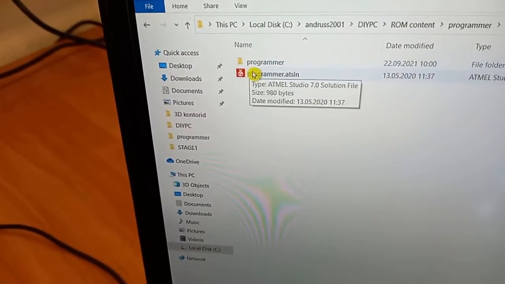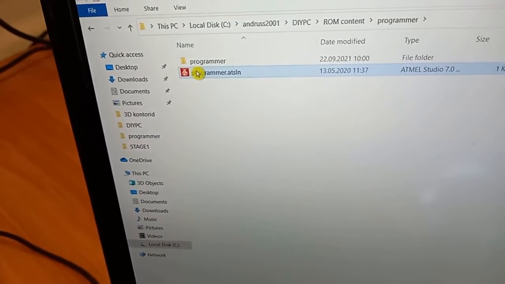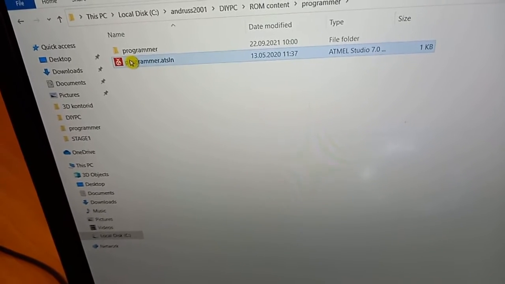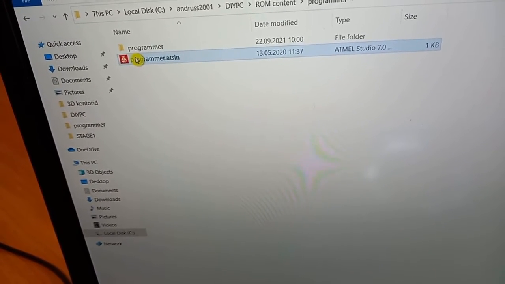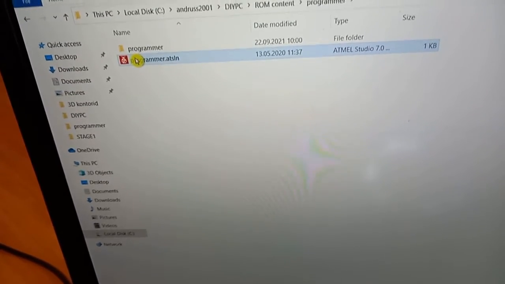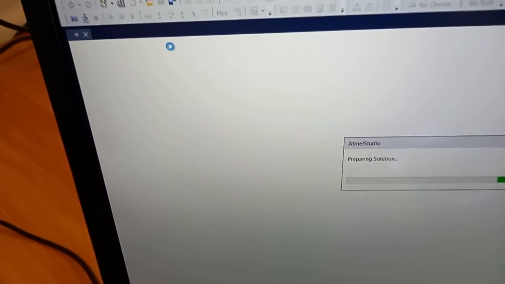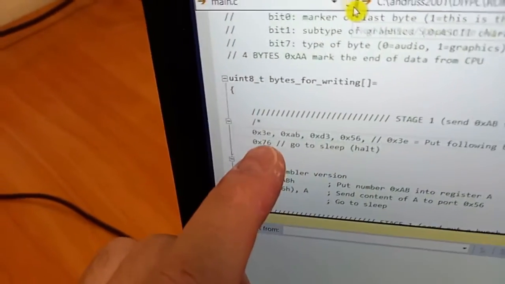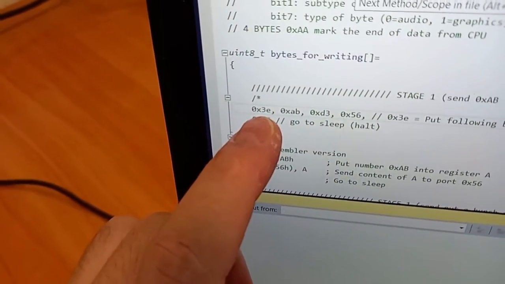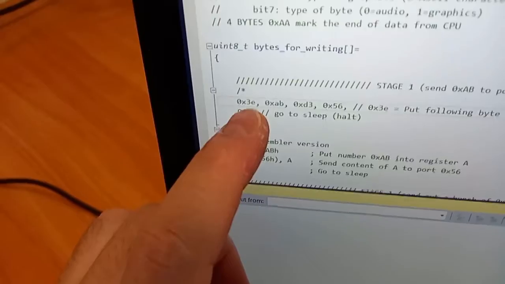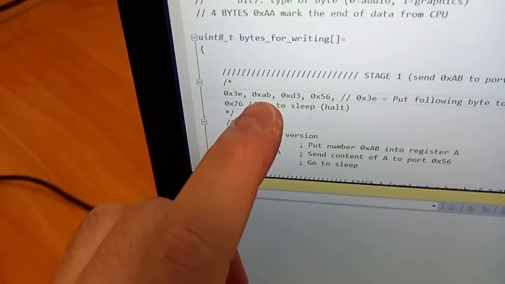These 5 bytes of data represented a computer program. The first byte and the second byte were 2 parts of the same instruction, and the same can be said about the third byte and the fourth. So the first one means put to the register A the byte that will follow, and the byte that will follow is AB.